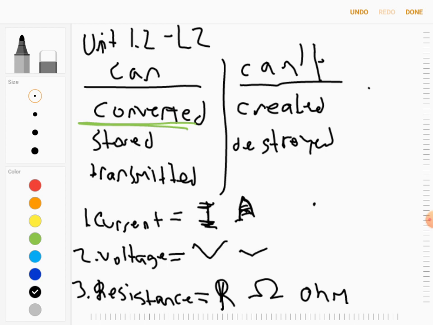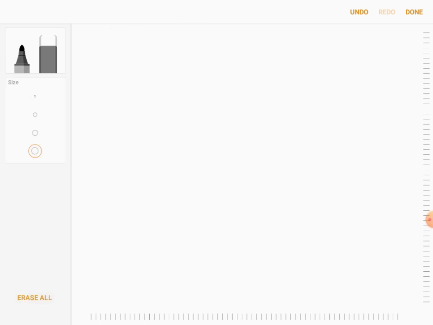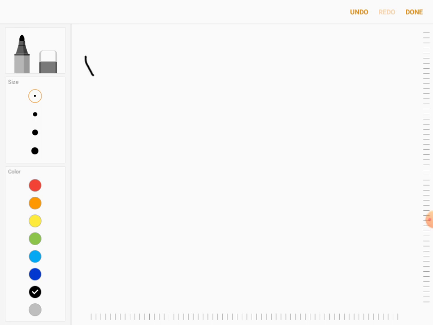And now we can actually talk about Ohm's law, which is basically showing you the relationship between voltage, current, and resistance. Here are 3 equations that you can remember. V equals I times R. I equals V divided by R. And then R equals V divided by I.